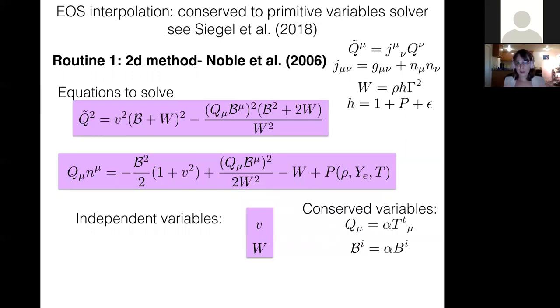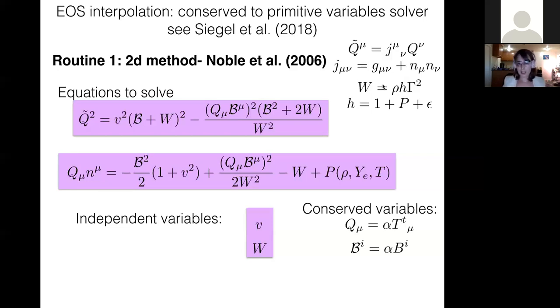The method that was already implemented in HARM 3D was this really cool method by Scott, and it's a 2D method. Here, we have 2 equations that we need to solve, which are based on the GRMHD equations. You can reduce them to 2 equations with 2 independent variables, which are the velocity and this W, which I'm defining right here, and which is very related to the enthalpy. Now we have 2 equations and 2 independent variables, so we can solve the system.